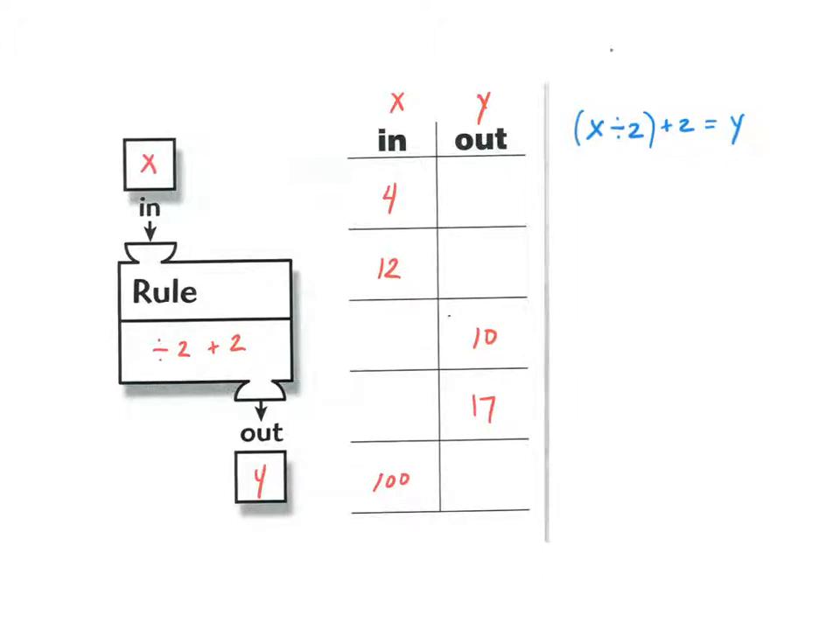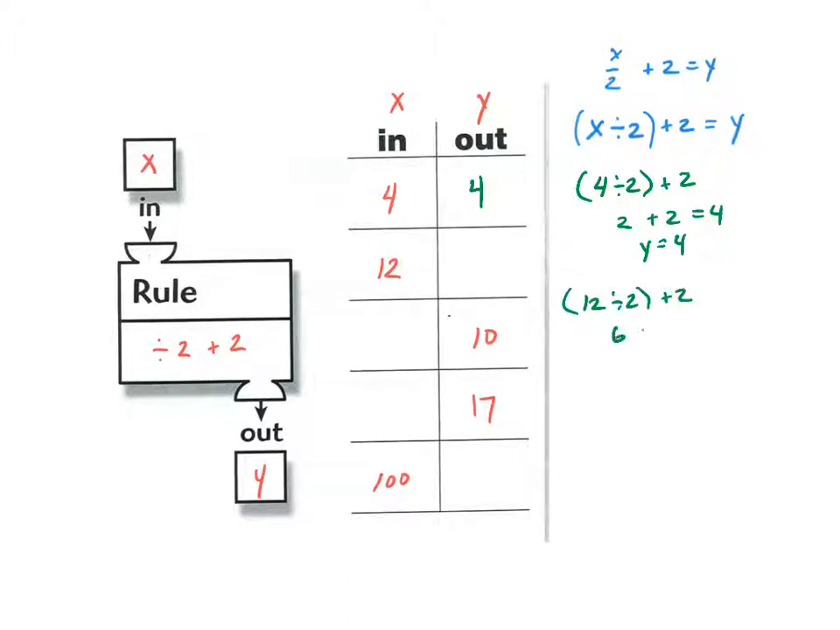I can also write this as x over 2 plus 2 equals y. X over 2 is the same thing as x divided by 2. Now I'm ready to start substituting the inputs in to solve for the outputs. So I'm going to start with 4, and I'm going to go ahead and just rewrite my equation here. 4 divided by 2 is 2, plus 2 more equals 4, so y equals 4. 12 divided by 2 plus 2 more, that's 6 plus 2, so y equals 8.